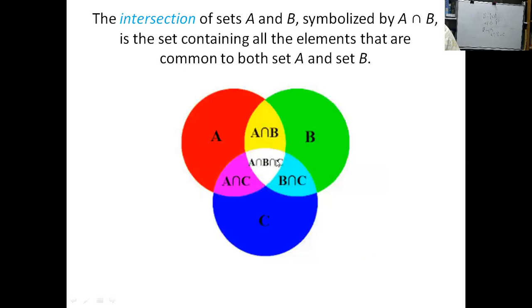And when we have A, B, and C, then we have this. This white part is the intersection of all the three sets. I'm sorry, all the three sets. Okay.